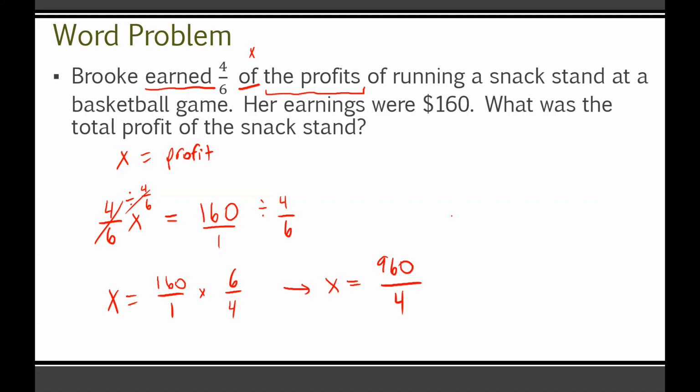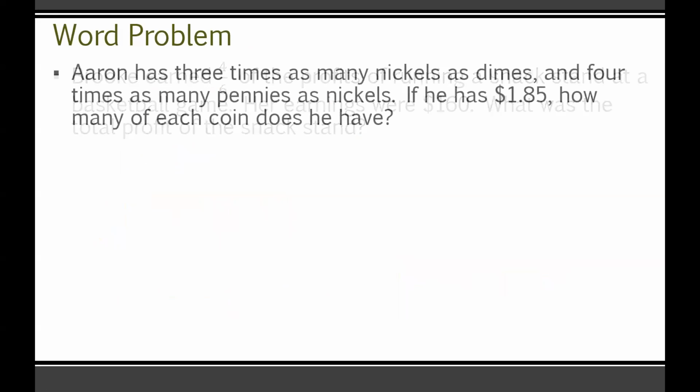And then, of course, we can simplify this down just by going 960 divided by 4. And you're going to see that x, which represents the profit, equals $240. So in other words, the total profit of that snack stand was $240, and Brooke was allowed to earn 4/6 of that profit. Cool. Anyway, moving on.